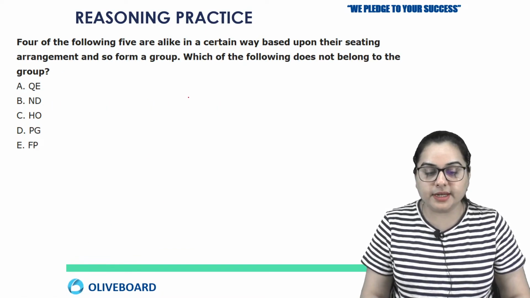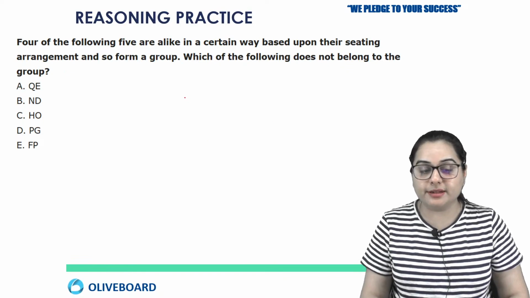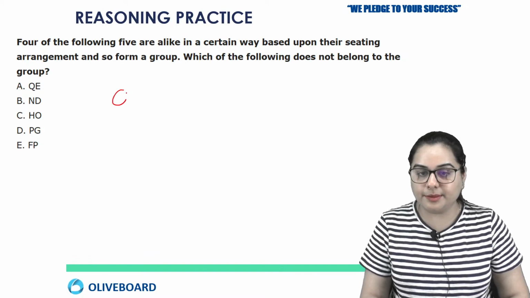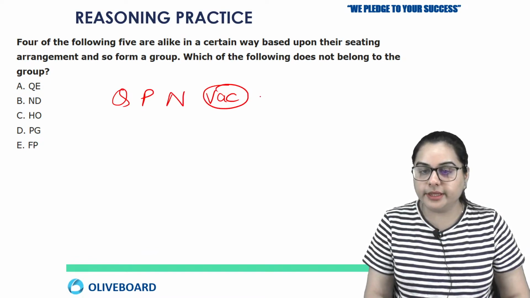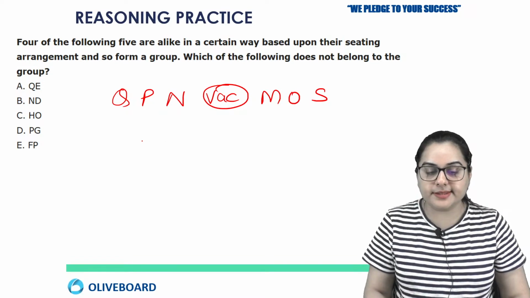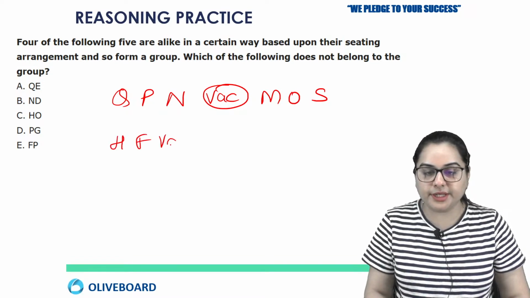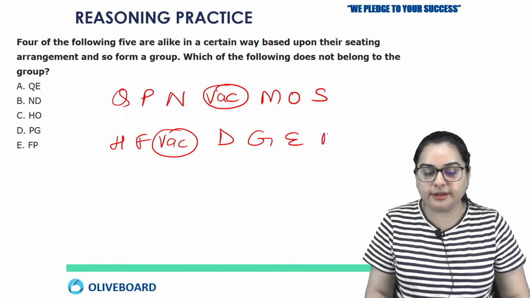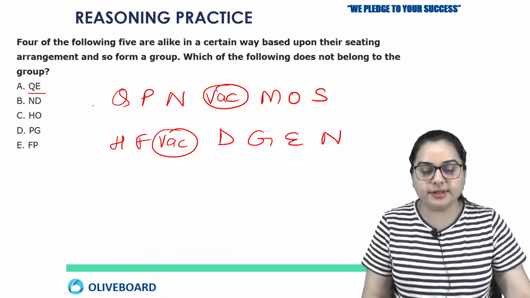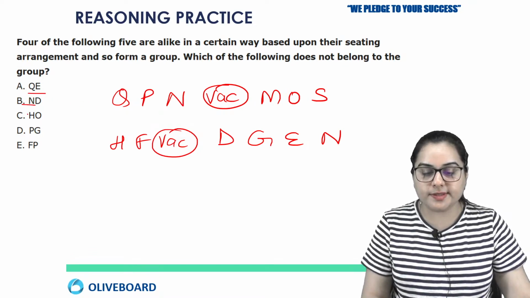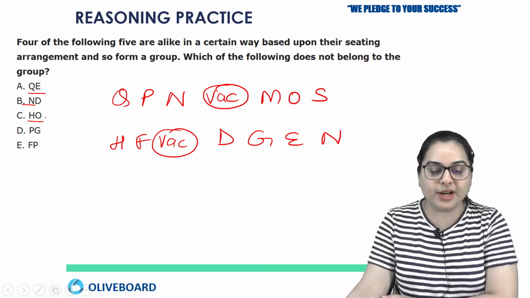Next is that 4 of the following 5 are alike in a certain way. So you have to check in your solution how they are alike. Let me write your solution. It is Q, P, N, then vacant, then M, O, S. And in the second row you have H, F, then vacant, then D, G, E. So here the first is about Q and D. What is the relation between Q and D? What is the relation between N and D? What is the relation between H and O? This you have to check.